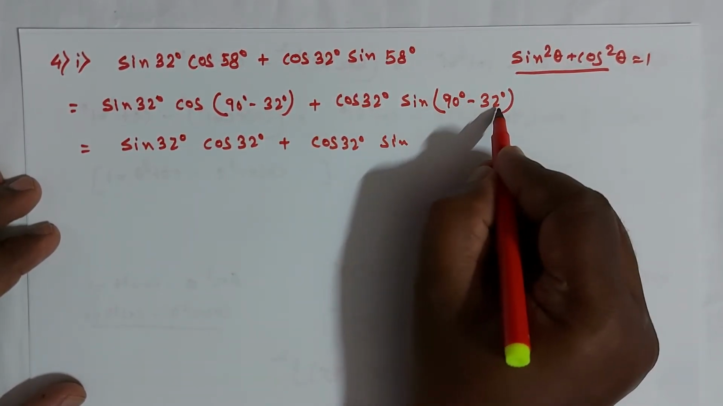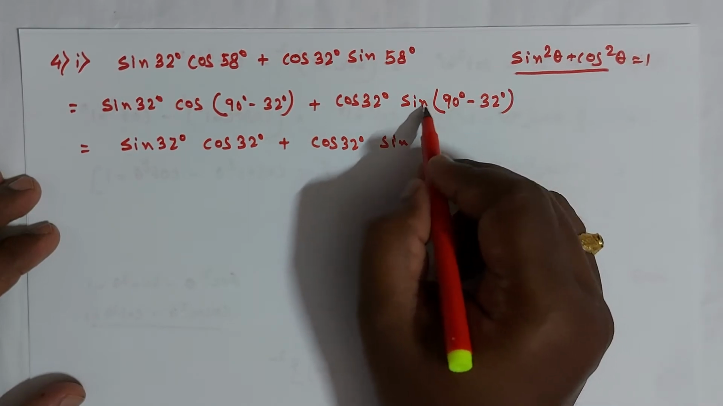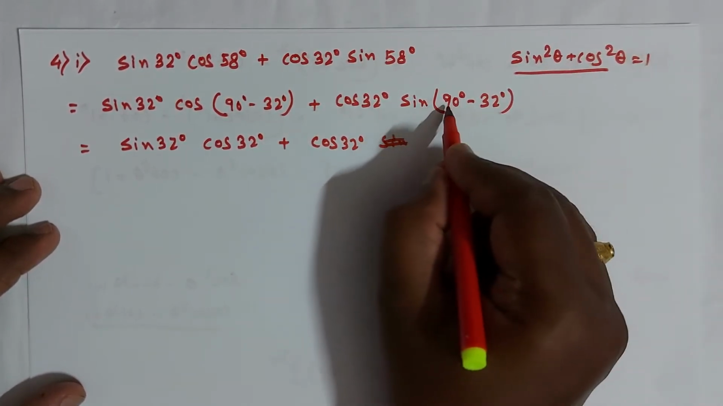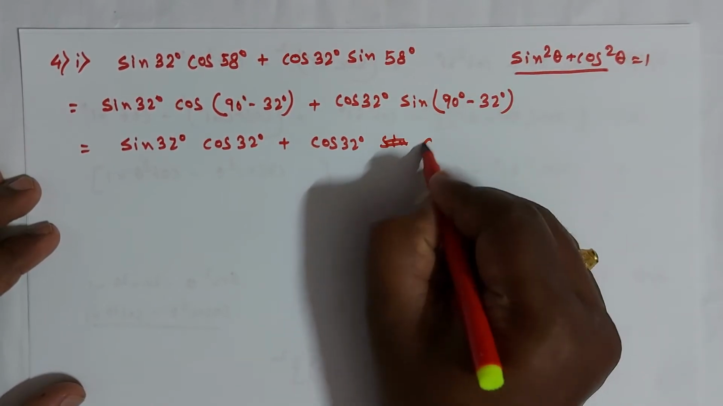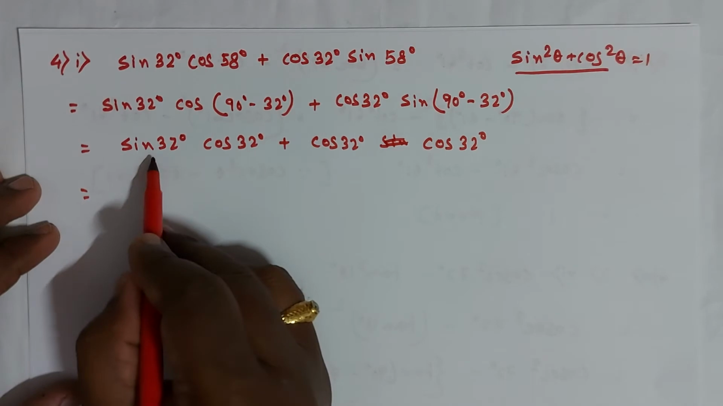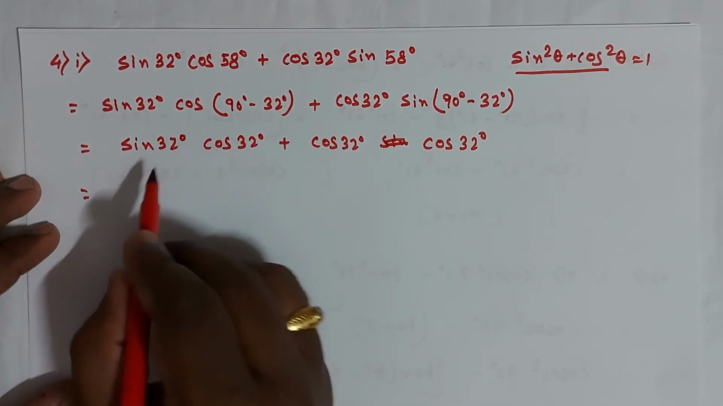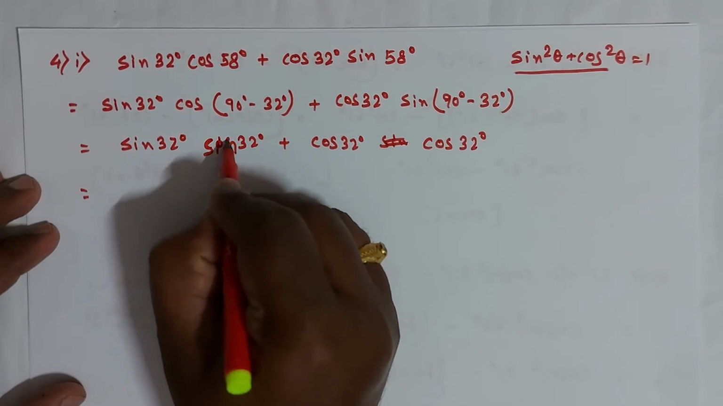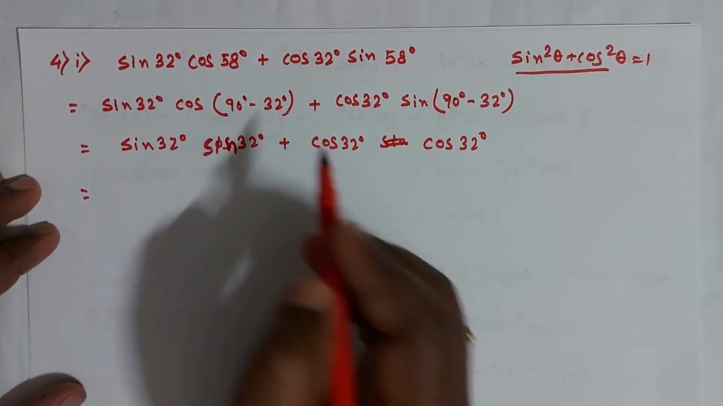Sine of 90 minus theta is cos theta. So here the cos theta value is 32, so it will be cos of 32 degree. Now look at here carefully, sine 32 into cos 32. Sorry, this will be sine theta. Cos of 90 minus theta means sine theta.